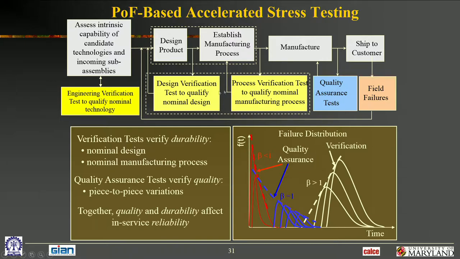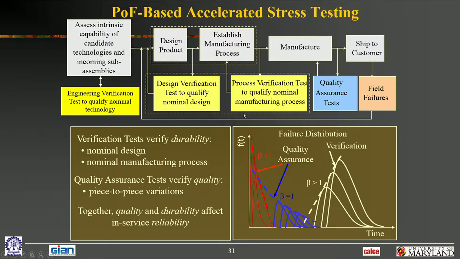So even after you're done with qualifying the initial design and the initial process, you have to keep repeating this on a batch-to-batch basis. Different companies have different names for this ongoing testing, but it's fairly common to do routine quality assurance testing. In general, quality assurance testing will not be as detailed and as extensive as the initial verification testing, obviously, because all you're looking for here is just variability. Here you're looking for the overall robustness of the whole design and process. Okay.